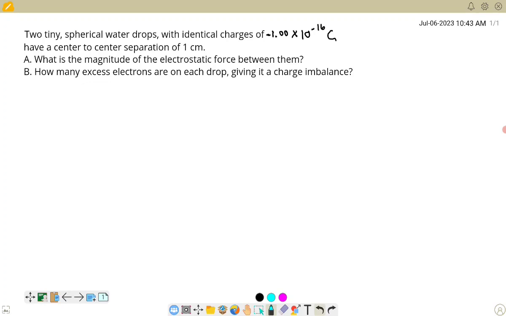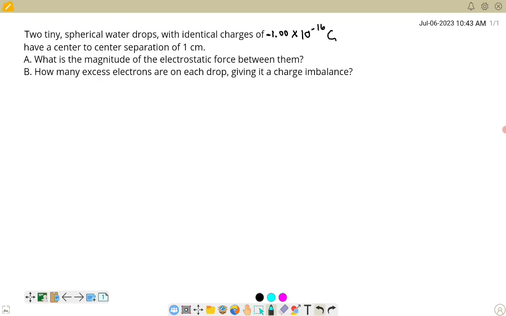So we're going to be doing a practice problem here, and this one is about Coulomb's law. We have two tiny spherical water drops with identical charges of -1 times 10 to the -16th coulombs, and they have a center-to-center separation of 1 centimeter. What is the magnitude of the electrostatic force between them? That's part A. And part B is how many excess electrons are on each drop, giving it a charge imbalance.